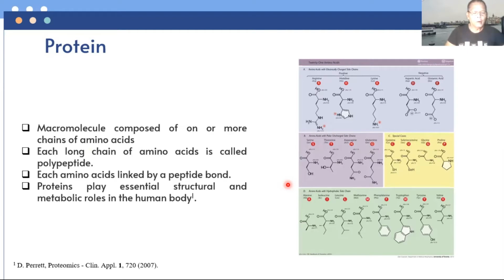Proteins are macromolecules composed of one or more chains of amino acids. Each long chain of amino acids is called a polypeptide. Each amino acid is linked by a peptide bond. Proteins play important structural and metabolic roles in the human body. Let's see this figure. There are 22 types of amino acids. See this one.